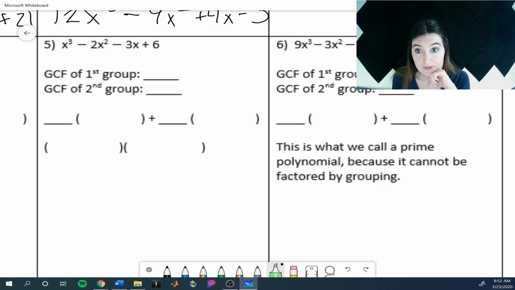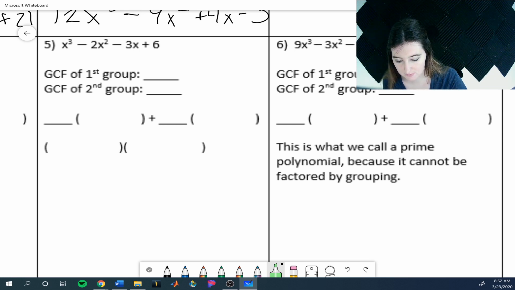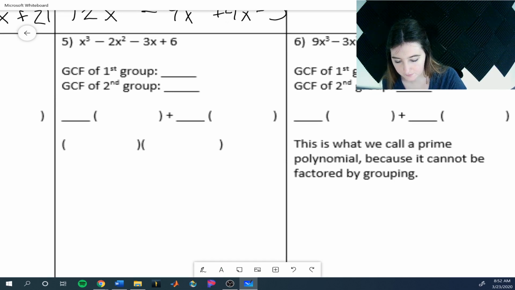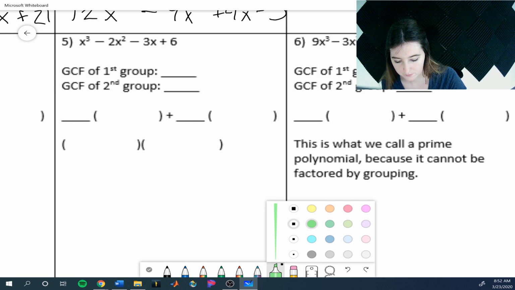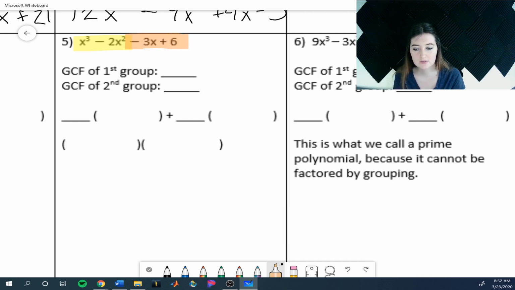If I separate my two groups like this, x cubed minus 2x squared and negative 3x plus 6. Do I have like terms in both of those groups? Do I have greatest common factors? Do I have like factors? I do. I have like factors in both groups.